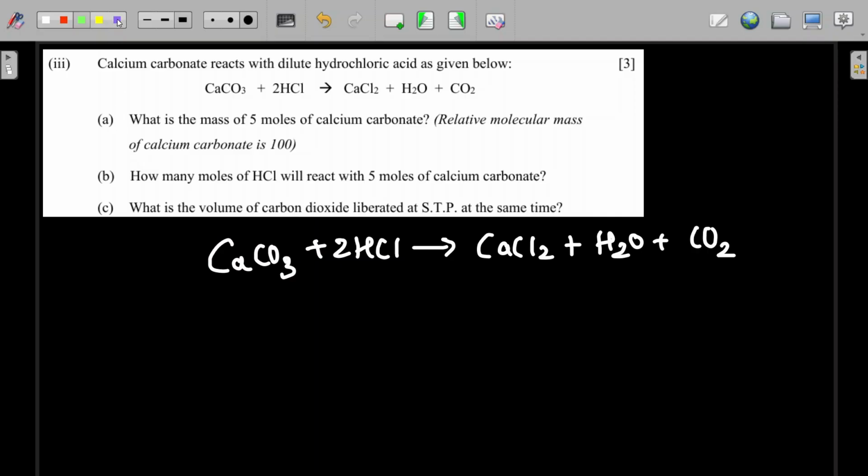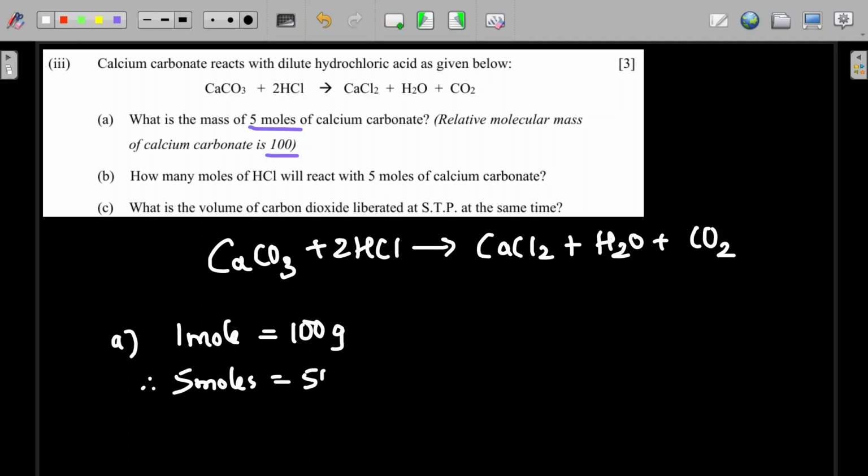Now come to the question: what is the mass of 5 moles of calcium carbonate? Here they made your work easy. They have not given any atomic masses. They already gave you the relative molecular mass of calcium carbonate, which is 100. You know 1 mole is equal to the gram molecular mass. They have already given you the molecular mass, so express it in grams. So 1 mole is 100 grams. Therefore, 5 moles will be 500 grams.